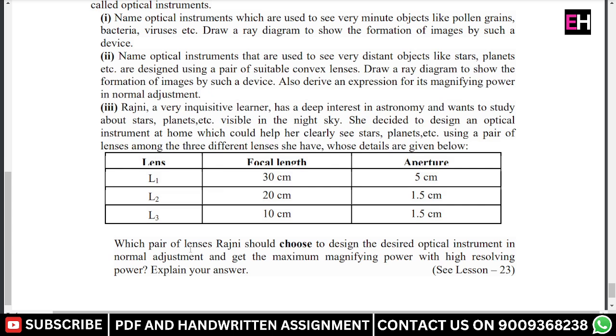Question number 3 is given here, and you have to explain your answer in your own words.